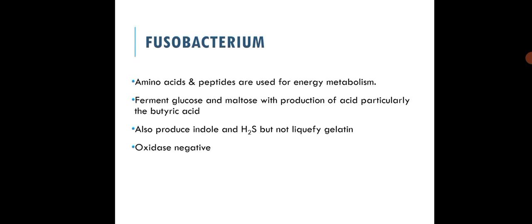Fusobacterium. It is another anaerobic bacterium. The amino acids and peptides are used for energy metabolism. It ferments glucose and maltose with production of acid, particularly the butyric acid. Also produces indole and H2S, but does not liquefy gelatin, and is oxidase negative.